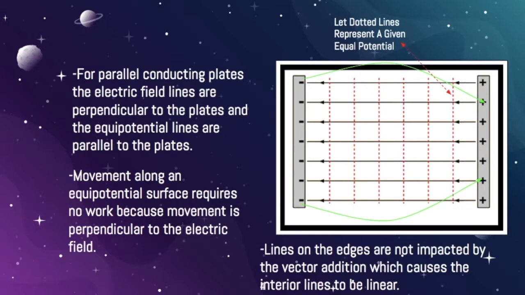Movement along an equipotential surface would require no work because the movement is always perpendicular to the given electric field. Looking at the diagram, you can let the red dots represent an equal potential. The green lines are the results of vector addition. They are not impacted by the vector addition. However, the interior lines are, which is why they are straight lines.